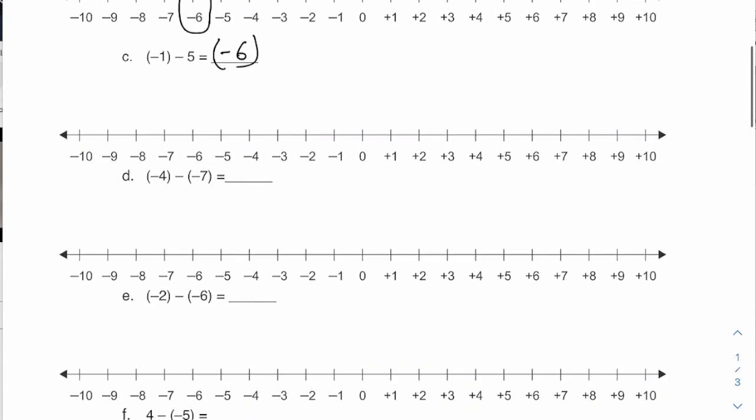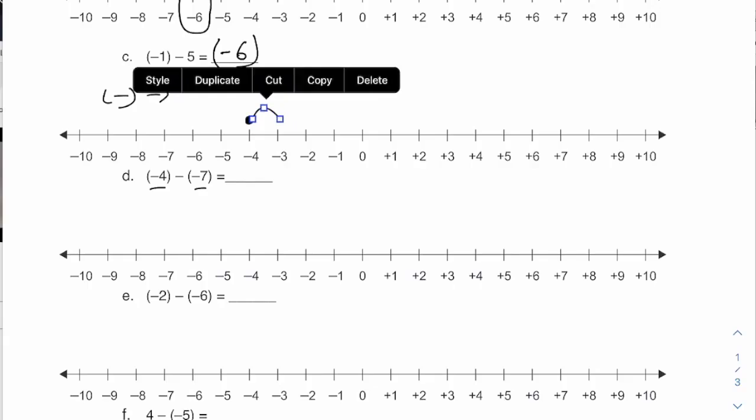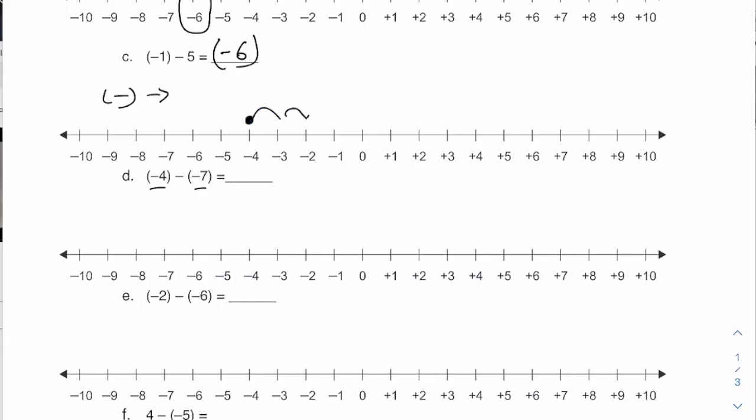Okay, we'll keep going down this sheet here. Again, I start with negative 4 on this one. Okay, that's my first integer. Negatives, I'm moving to the right. So I want to subtract or take away 7 negatives. So to do this, I'm going to move 7 spots to the right. 1, 2, 3, 4, 5, 6, 7. Positive 3.